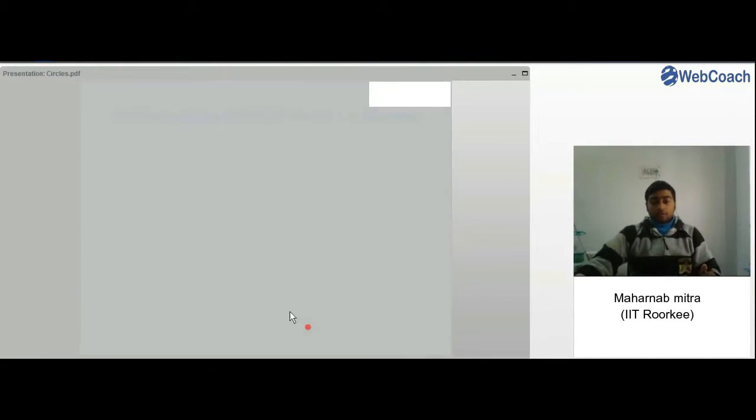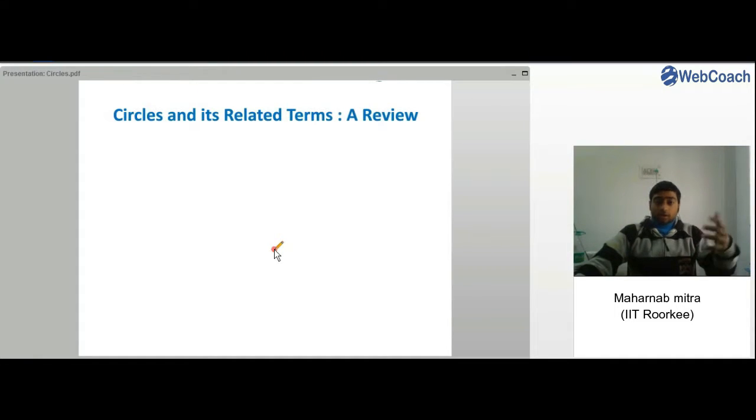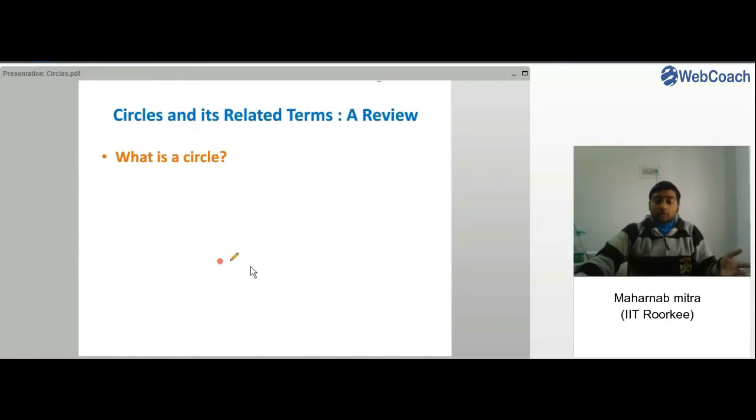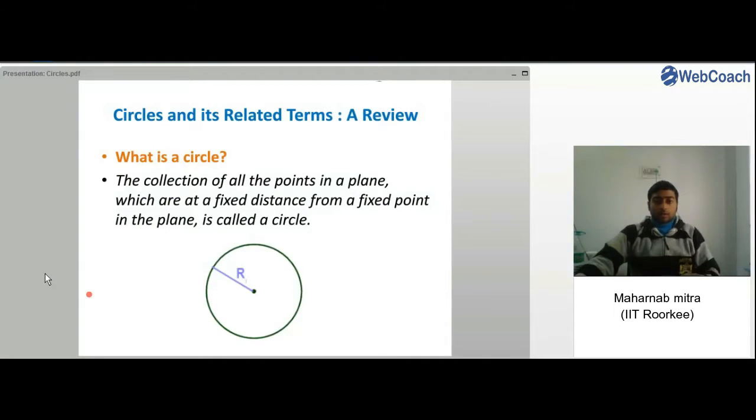So let us start off with the first topic, a quick review of the concepts which we had learnt in our earlier classes. Now, what is a circle actually? We all know that it is a collection of all the points in a plane which are at a fixed distance from a fixed point in the plane, right? This is the fixed point, and if we maintain a fixed distance between that point and the second point by joining a line and just move it, we will get a circle, right?